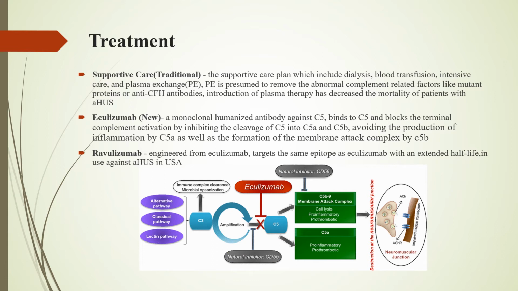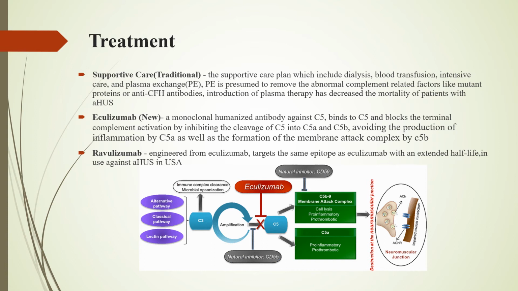As we can see on the figure on the bottom of the table, when the eculizumab is administered to the patient intravenously, it binds to the C5 of the complement cascade or the alternative pathway. It blocks the terminal complement activation by inhibiting the cleavage of C5 into C5a and C5b, and hence it avoids the production of inflammation by C5a as well as the formation of membrane attack complex by C5b.